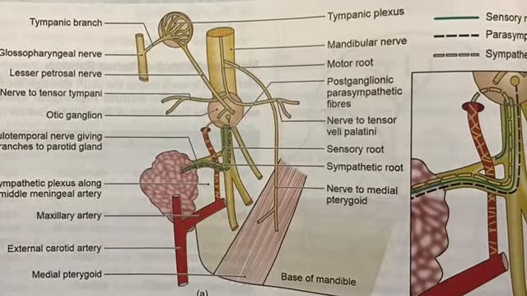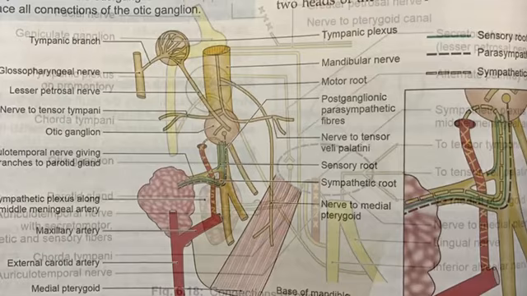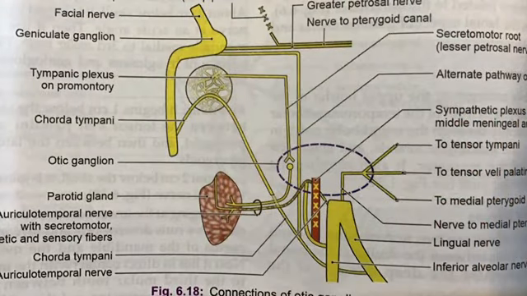Otic ganglion is a peripheral parasympathetic ganglion which relays secretomotor fibers to the parotid gland. It's related to the mandibular nerve, but functionally it is a part of the glossopharyngeal nerve. Its size is 2 to 3 millimeters, situated in the infratemporal fossa just below the foramen ovale. It lies medial to the mandibular nerve and lateral to tensor palati.